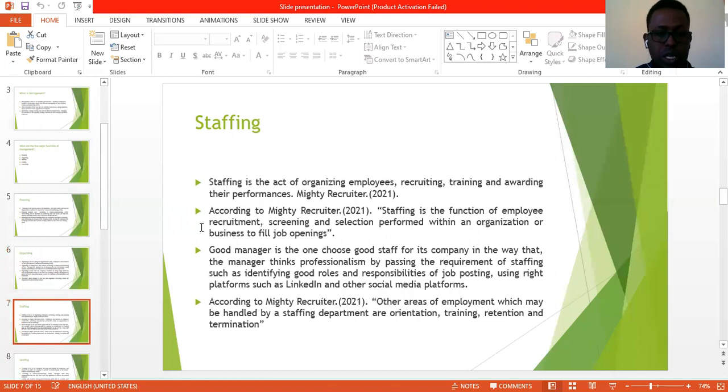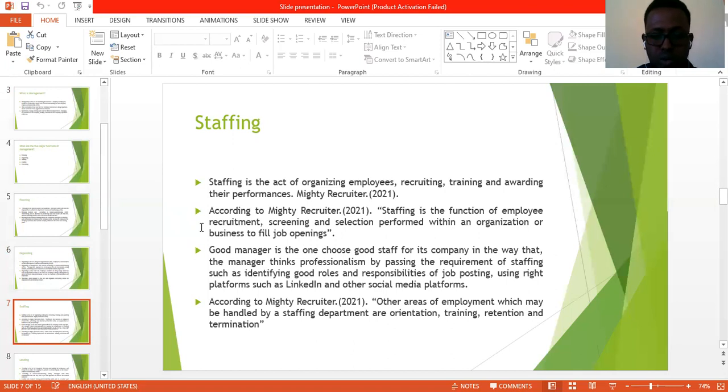So now let us go to the next slide, which is explaining about staffing. Staffing is the act of organizing employees: recruiting, training, and rewarding their performances, according to Mighty Recruiter 2021. According to Mighty Recruiter 2021, staffing is the function of employee recruitment, screening, and selection performed within an organization or business to fill job openings.